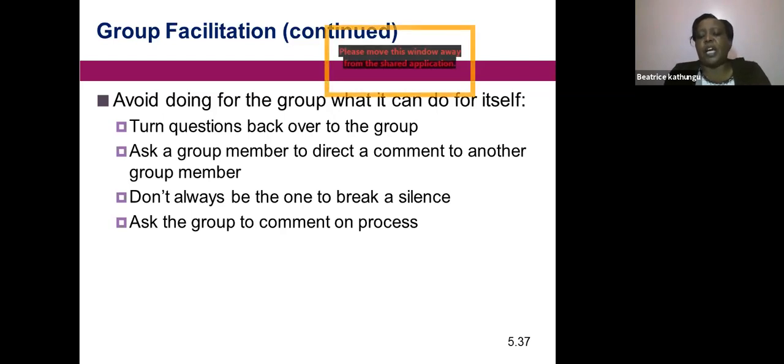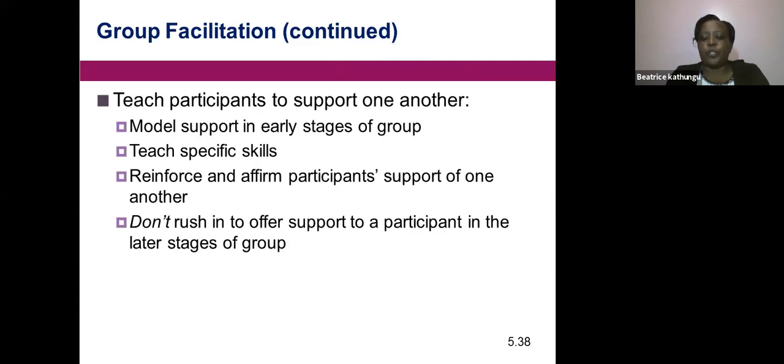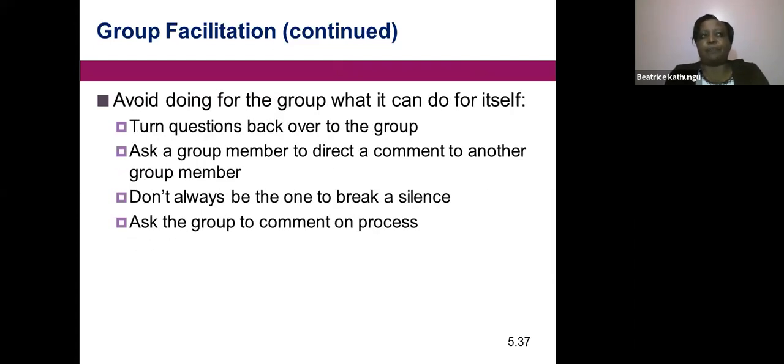We need not be afraid of silence. We need not be the ones to always break the silence. We can sometimes allow that silence to go on because that silence could be a communication. And then let fellow members of the group sometimes be the ones to break the silence. And you can also ask the group to comment on the process that's happening within the group. So if you notice, a good example of a process that can be happening, maybe the group is becoming productive and cohesive, you can ask a member to comment.